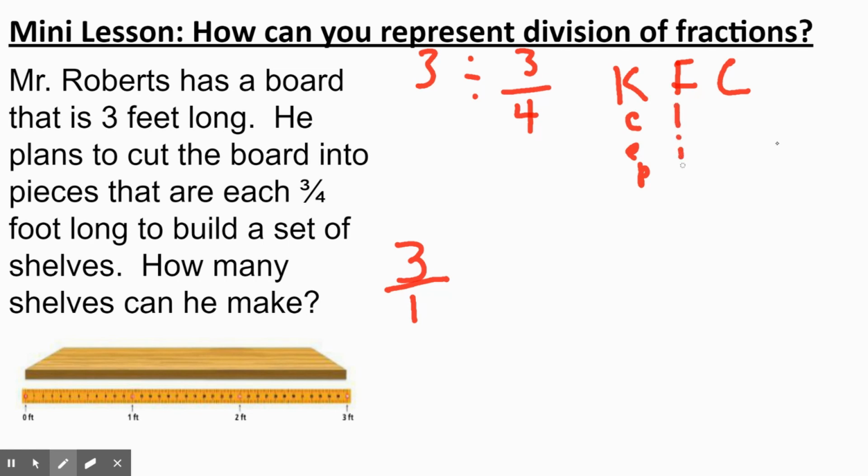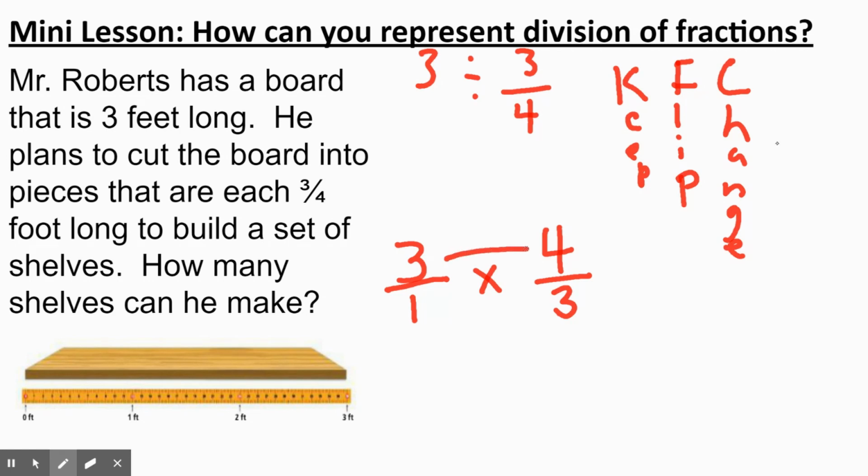The F stands for flip. So we're going to take our second number and flip it. That's where we're actually using the reciprocal. We are finding the reciprocal of 3/4, which is 4/3. And the last part, the C, is change. We're going to change our division sign into a multiplication sign. From here, it's just the same as we've done. Multiplying fractions, you just multiply straight across.